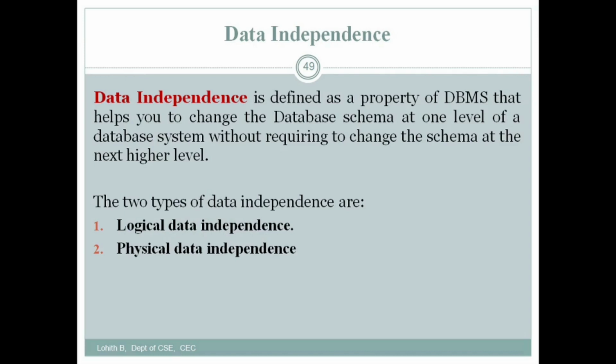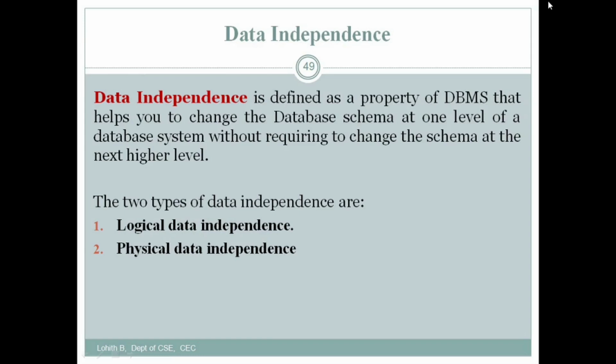Next is data independence. Data independence is defined as a property of DBMS that allows you to change the database schema at one level of a database system without requiring to change the schema at the next higher level. Take a simple example. Whenever the user accesses his Facebook account, all his Facebook data is available 24/7 at any place and at any time. But the user doesn't have any knowledge about where exactly the data is stored. So this is called data independence.